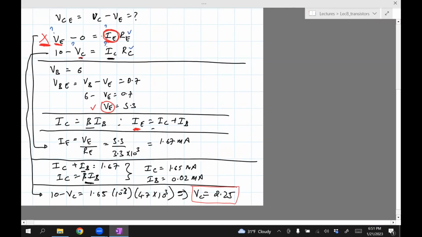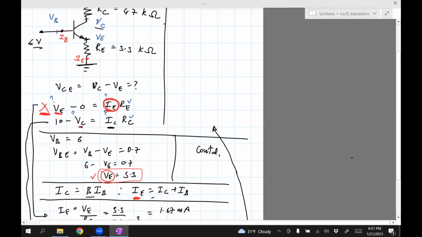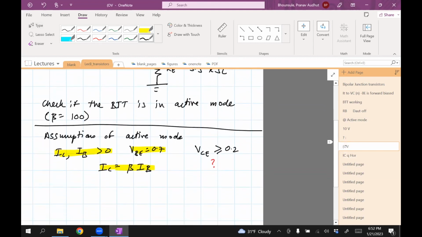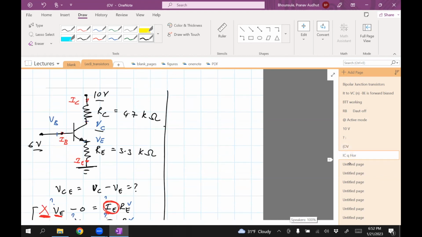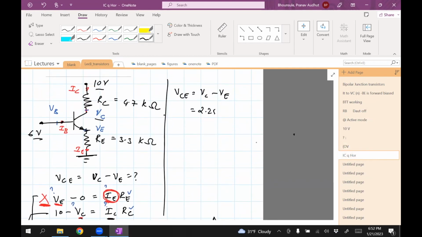Okay, so this is VC, this is VE. So I'm going to just continue right here. Okay, so what I now need to do is check the assumption that it's in active mode. I've already assumed these four things, 1, 2, 3, 4. I only need to check if VCE is greater than 0.2. So we know that VCE is VC minus VE. VC is 2.25 and VE is 5.3. And 2.25 minus 5.3 is approximately minus 3.05. Clearly, this is less than 0.2, which means that the condition is false.